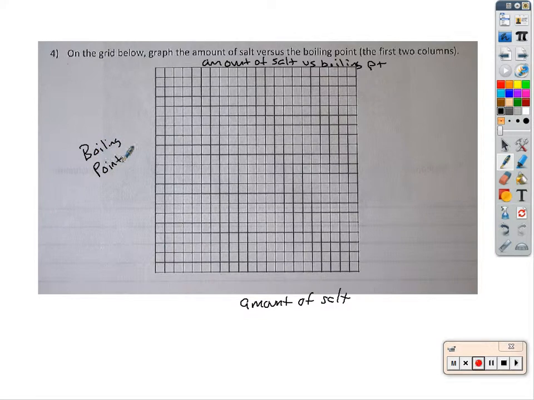I'm going to label the axes. We want to include the unit. The amount of salt is measured in grams. The boiling point is measured in degrees Celsius. We need to scale the axes.